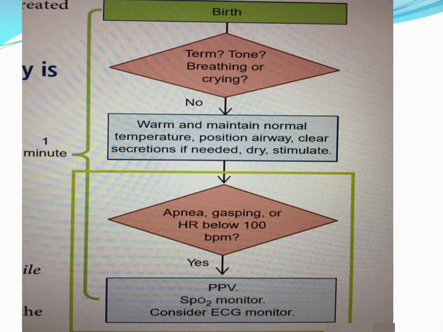So, birth, term or preterm, postpartum, apneic or gasping: we continue warming, maintaining normal temperature, positioning the airway, clearing secretions if necessary, drying and stimulation. And if after 1 minute the baby is apneic or gasping, or the heart rate is less than 100, then we start positive pressure ventilation with SpO2 monitoring and ECG monitoring also.